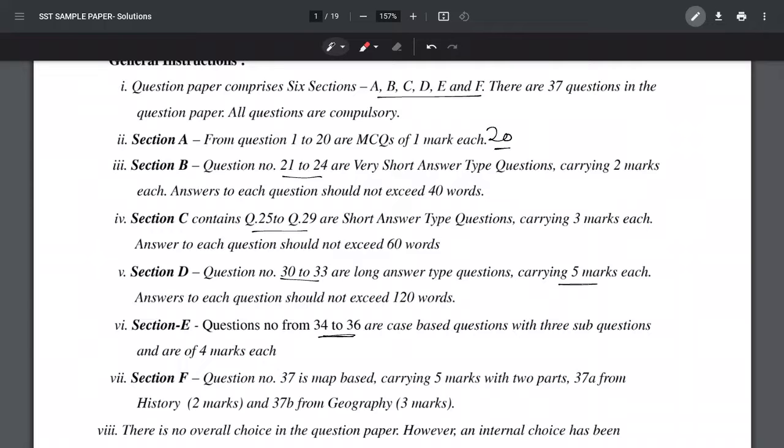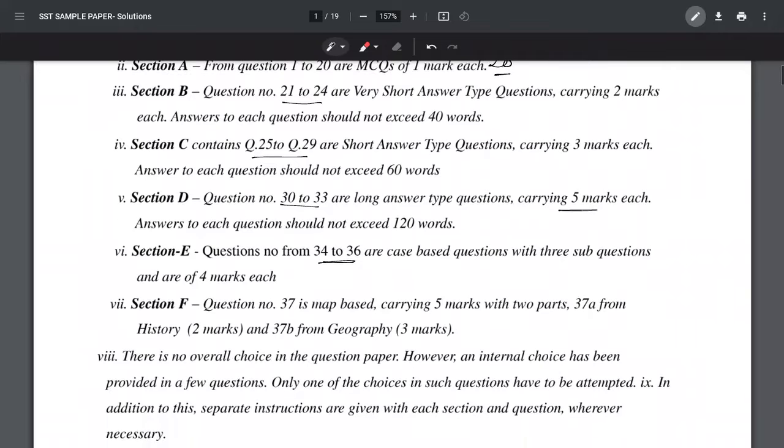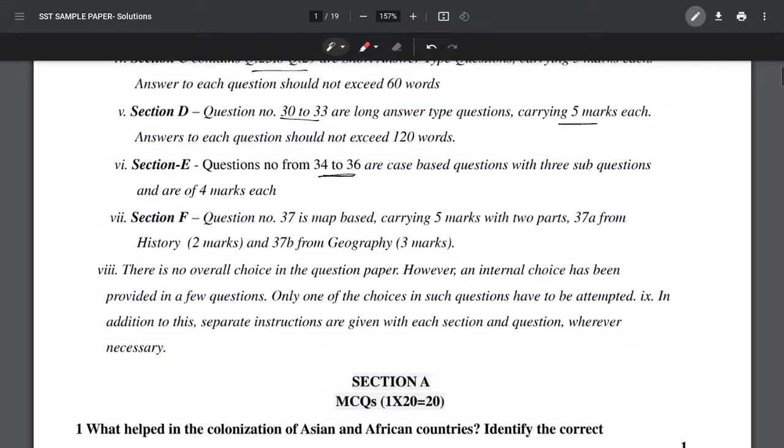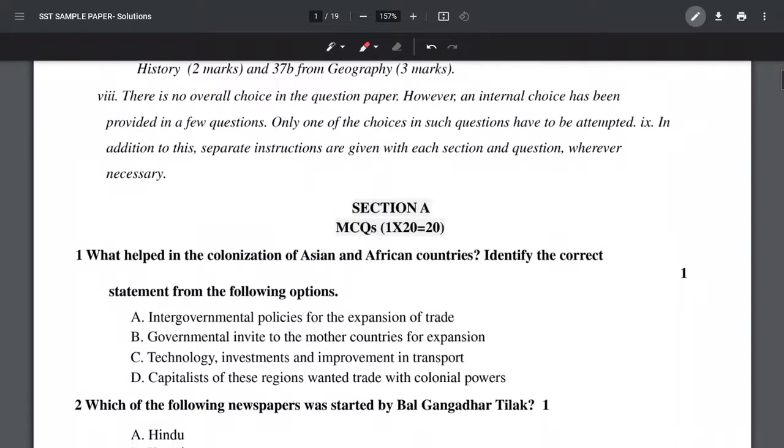In the question paper, in various subjective parts, options are given to you. You can choose either this question or that question. We are going to do both of them, so don't worry. We will do all the questions, and let's start the paper. So we are starting with section A.